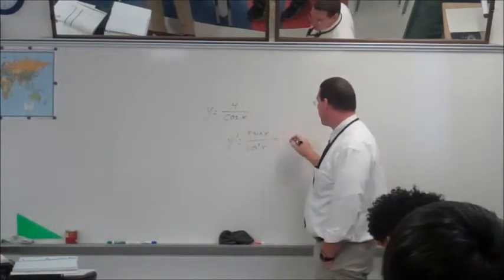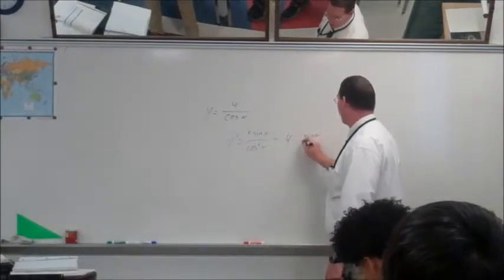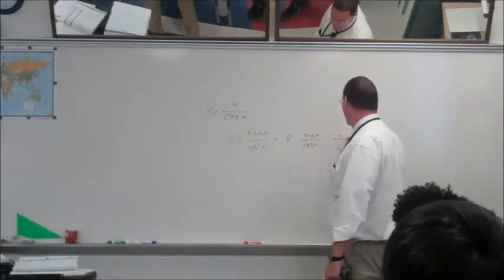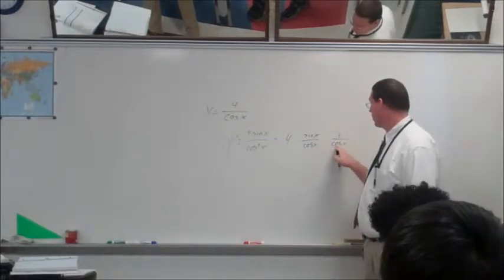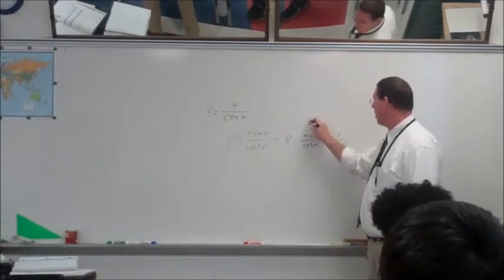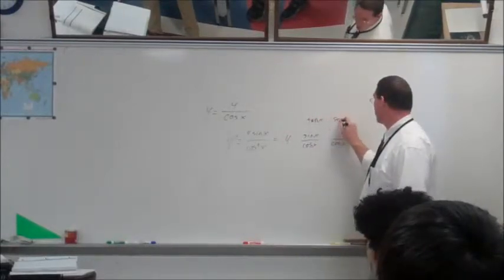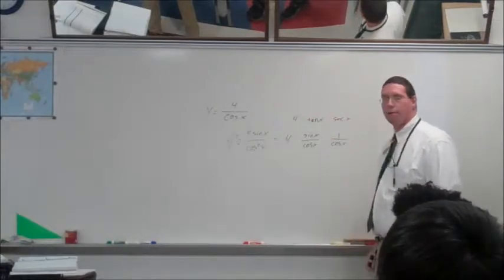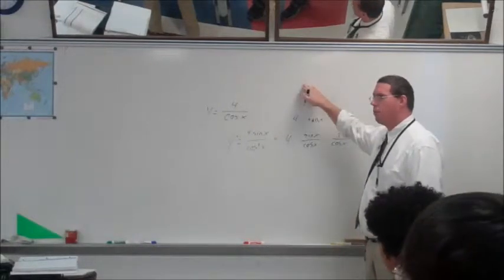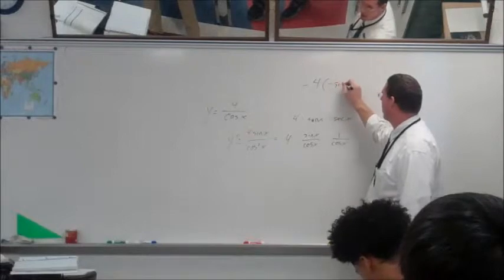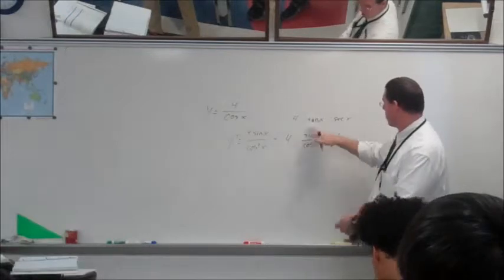Correct? Now, if we split this out, it's going to become 4 times sine of x over cosine of x times 1 over cosine of x. Cosine, cosine. Right? So this is tangent. Right? This is secant. Why isn't the 4 negative? Why would the 4 be negative? Because of the minus? Well, it's minus 4 times negative sine of x. Derivative of the bottom is negative sine of x, so negative, negative, right? All right, does this make sense?